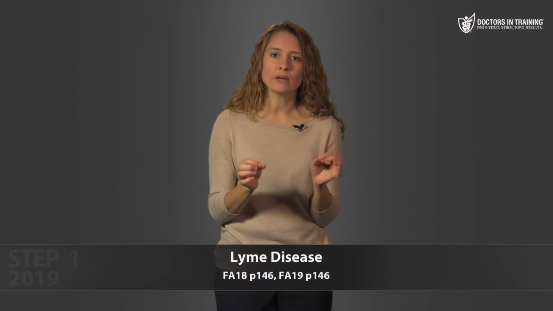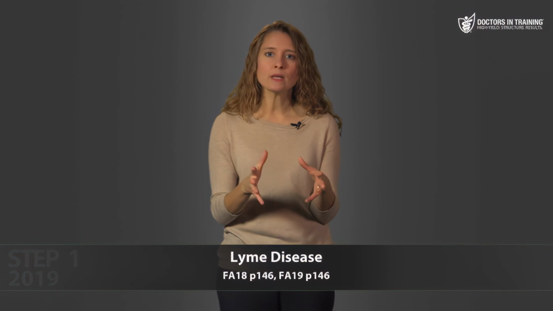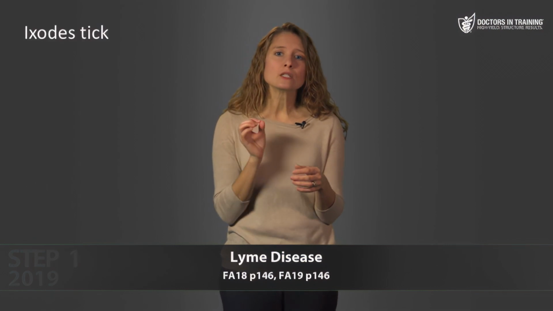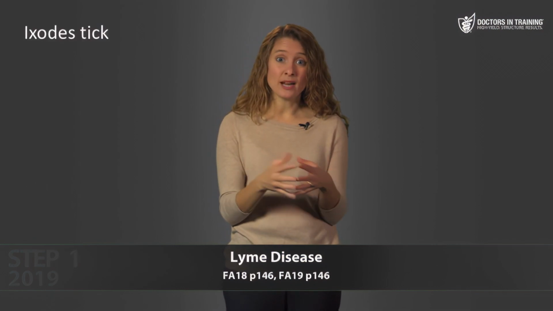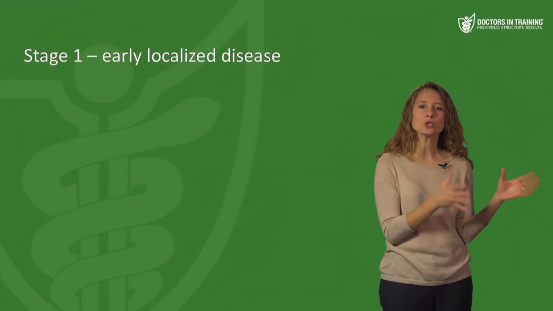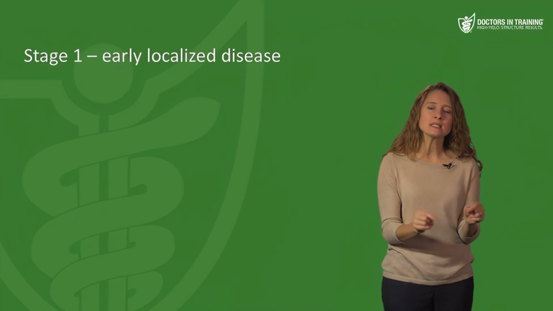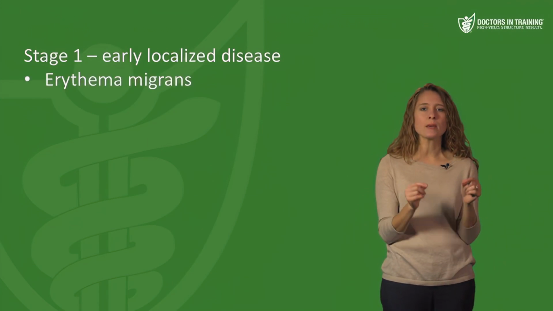Lyme disease is a very real problem in the U.S., especially up in the Northeast. It's transmitted by the Ixodes tick. It's the most common tick-borne illness in the United States. There are several stages to Lyme disease. Stage 1 is early localized disease. The most characteristic finding at this stage is the skin lesion that's referred to as erythema migrans.